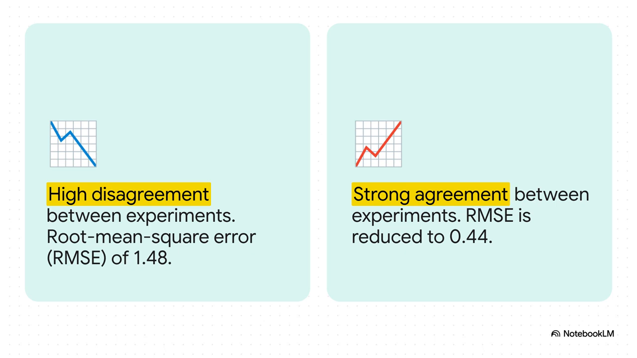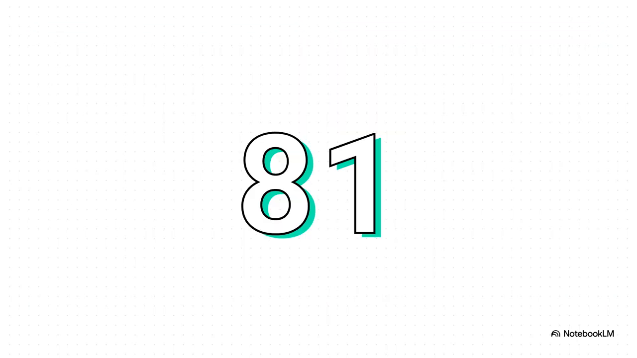And the results? Well, without shrinkage, the 2 halves didn't agree very well at all. But with DESeq2's shrinkage, wow, the agreement was incredible. The error, the difference between the 2 experiments, dropped by more than 70%. But wait, it gets even better. This is the real kicker.